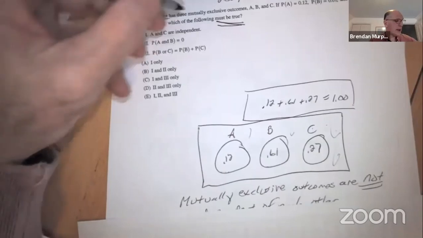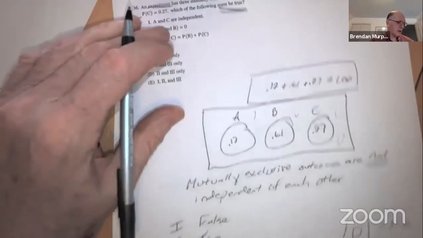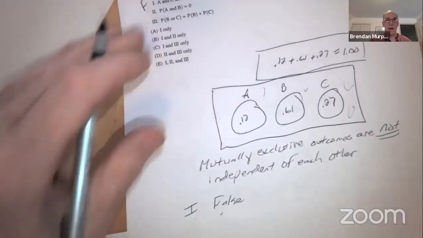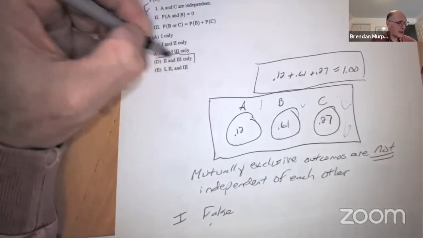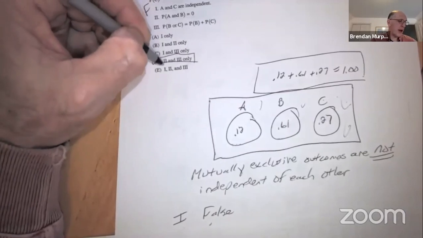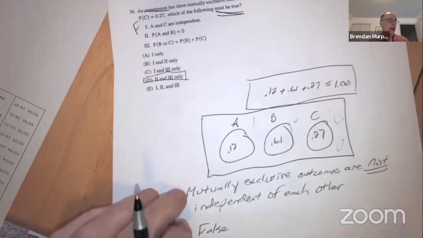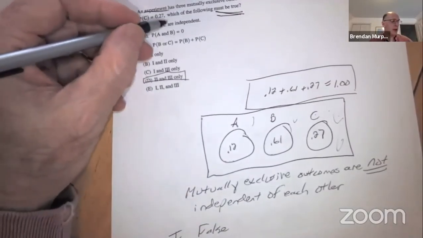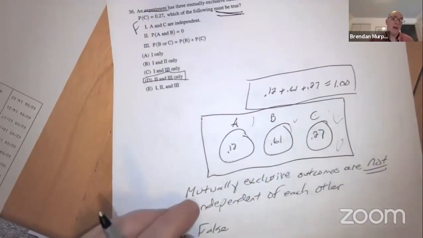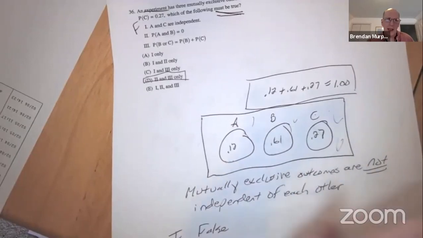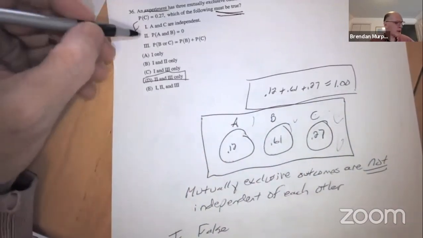So A and C are independent. Well, that's false. Because of that, I can actually circle the answer D here, because all the rest of them have a Roman numeral 1. And so literally, if students could understand that mutually exclusive events are not independent of each other, this problem wasn't all that hard. But let's keep going and see if Roman numeral 2 and 3 make sense.